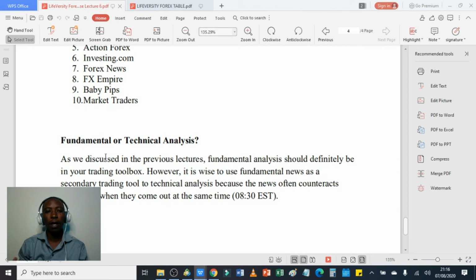For example, at 8:30 a.m. on the 15th of every month, I expect the producer price index and the consumer price index news to come out. These types of news are able to contradict each other. That is why it's not wise to use fundamental analysis as your primary trading tool. You need to use it as a secondary trading tool, but you cannot do without fundamental analysis.